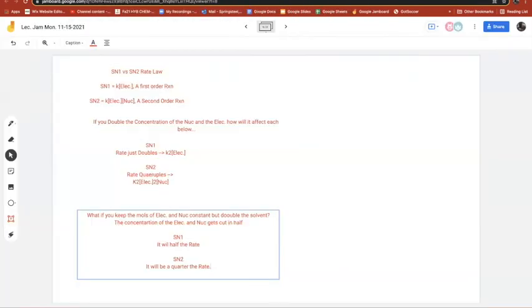That's my train of thought there. It will be 1/4 of the rate. So here, I'll write it out. It's going to be k times 1/2 the concentration of the electrophile, times 1/2 the concentration of the nucleophile, so 1/4. Whereas the SN1, it's just k times 1/2 electrophile. That's all it is.